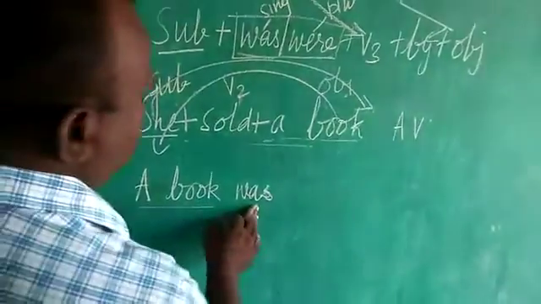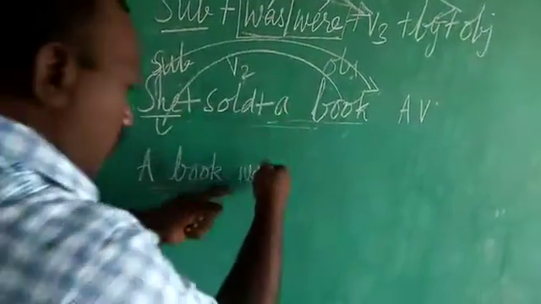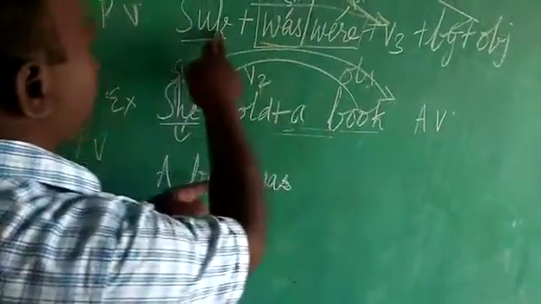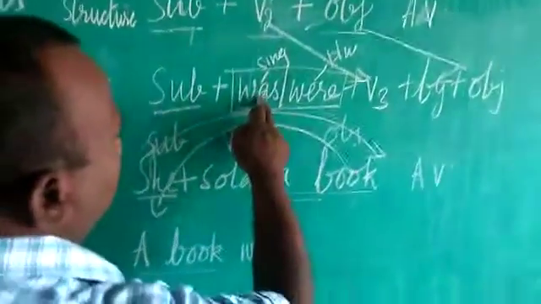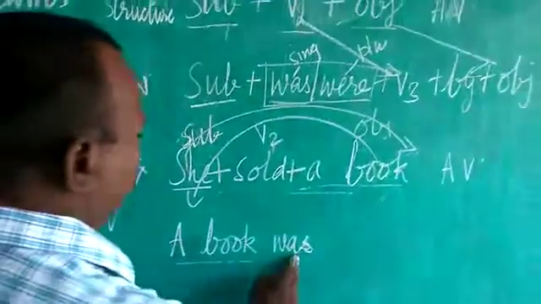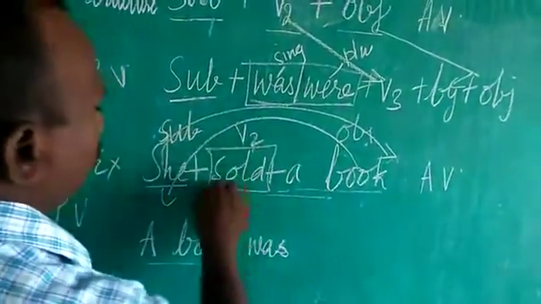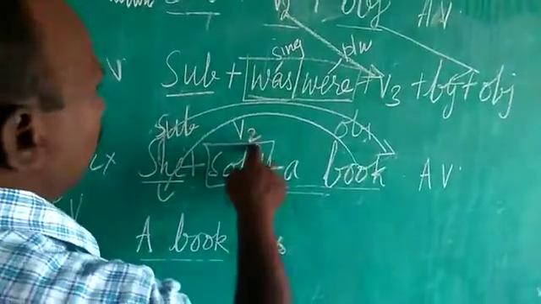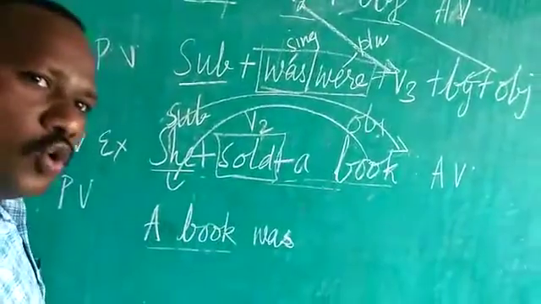A book was. So actually this is not there in the sentence, children, but you have to take the B form of the verb. That's what the structure says. Whether it is was or were depends upon the subject. A book was. Now what is here, children? According to the rule, what form do you have to write? V3 form. Sell, sold, sold.